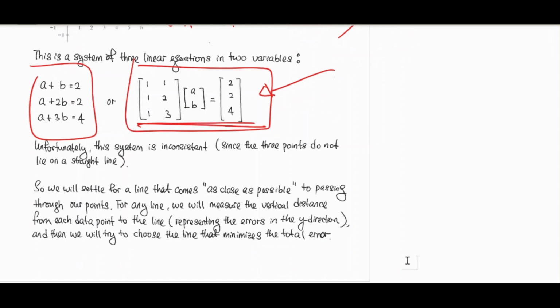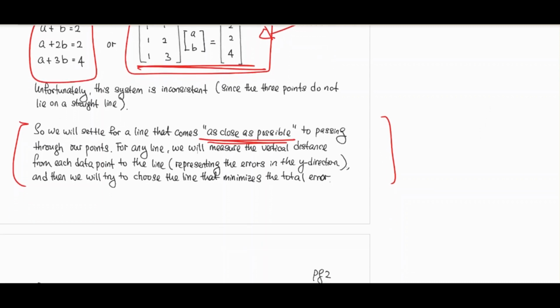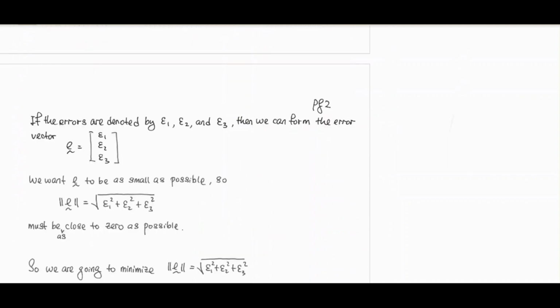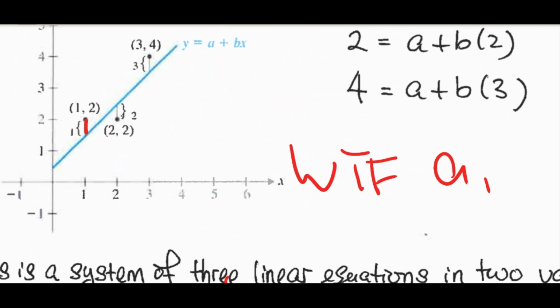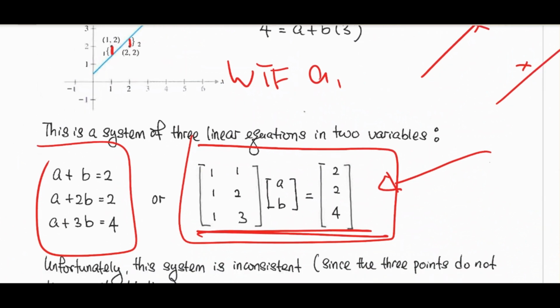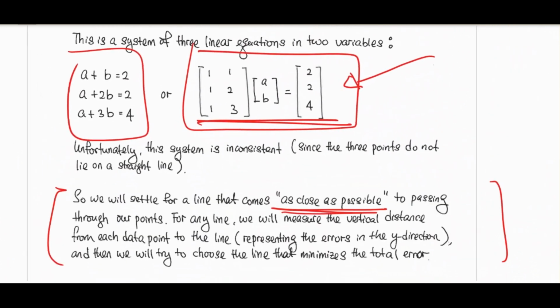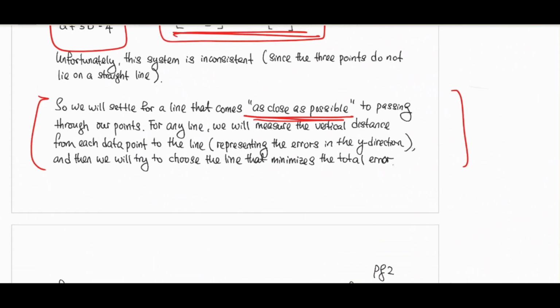And what we want to do, as we spell out right here, is to find a line that comes as close as possible to those data points. For any line, we'll measure the vertical distance at each data point. As you can see in the picture right here, this vertical distance basically represents errors, the error between the actual values that we predicted and the actual data that we computed.